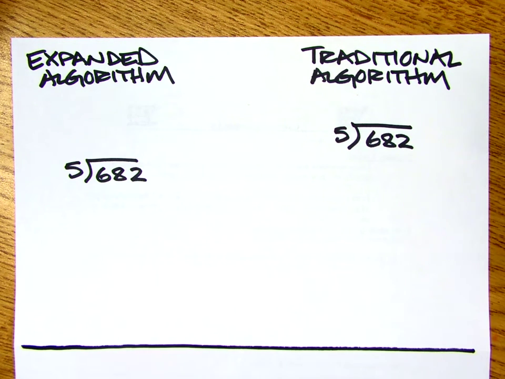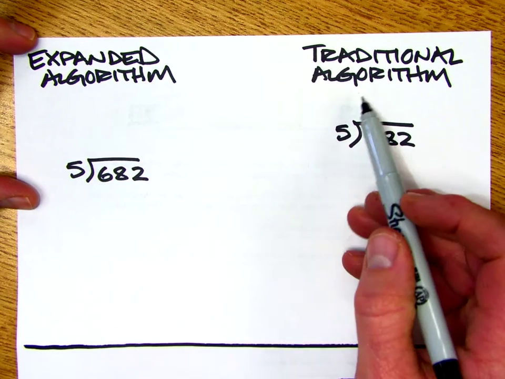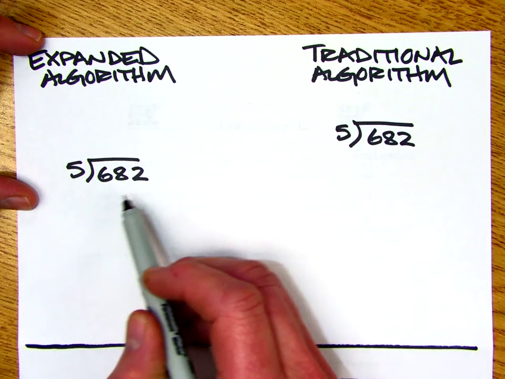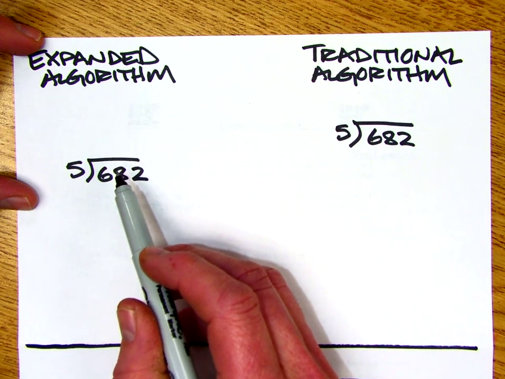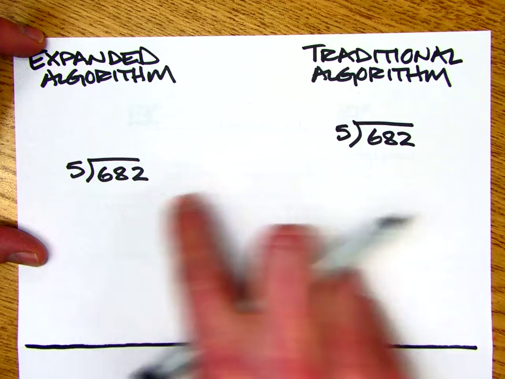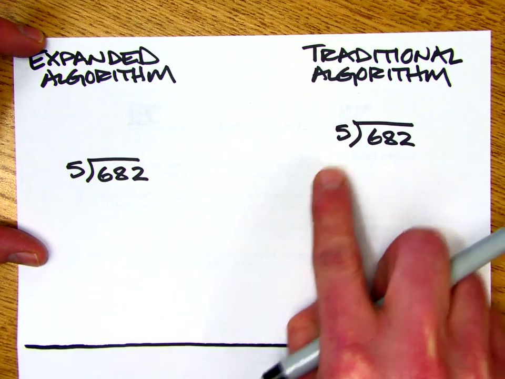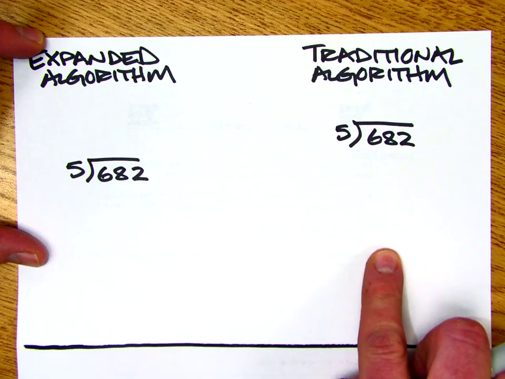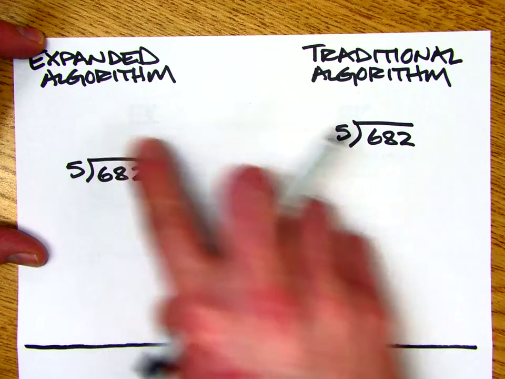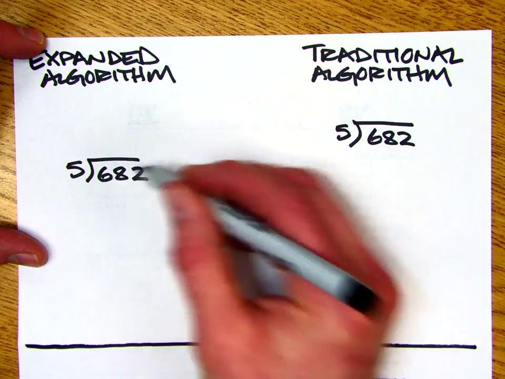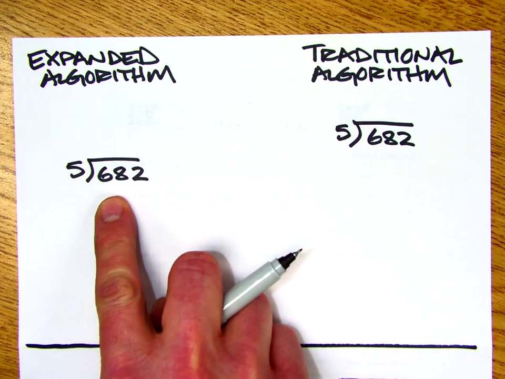All right, this little video here is to show how the expanded algorithm and the traditional algorithm are related. Over the last few days, students have been learning about the expanded algorithm, and the main similarity between these two is that they both show repeated subtraction happening beneath the symbols, and they show the quotient being solved to the top of the problem. Now there's a difference with this one than this one, and this expanded form is probably going to look different to most parents.